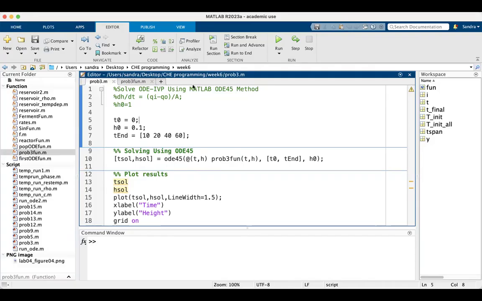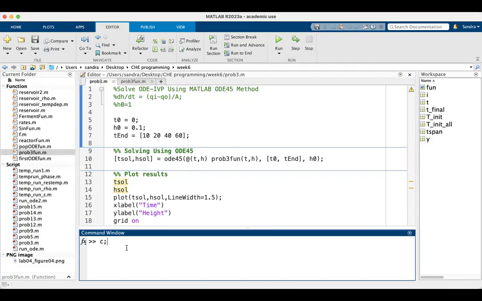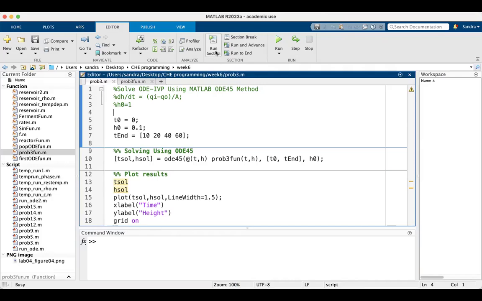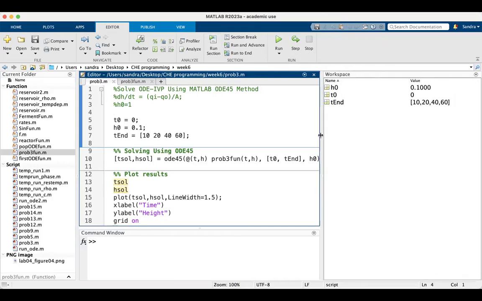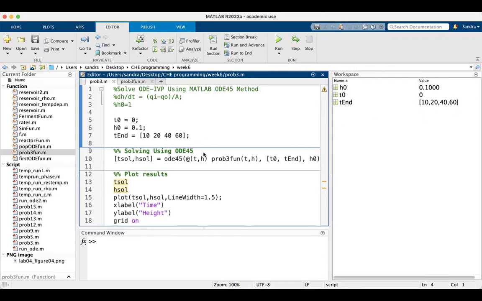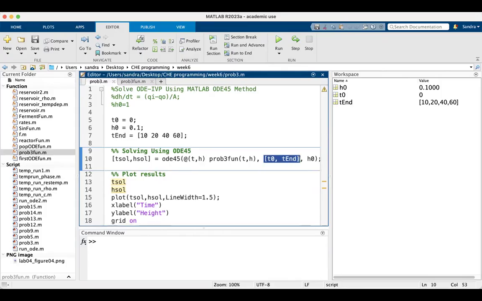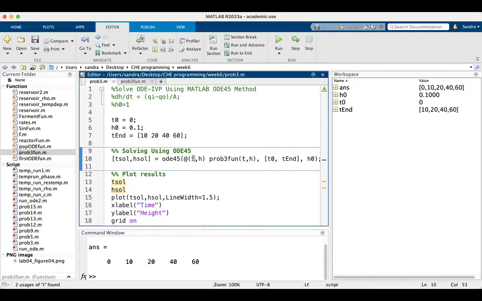I'll just run this section by section. Let me just clear. The first section is where you get Tn equal to 10, 20, 40, 60. I'll just run the section for you. Here the time span is 0, 10, 20, 40, 60. So again, I'll just run the section.